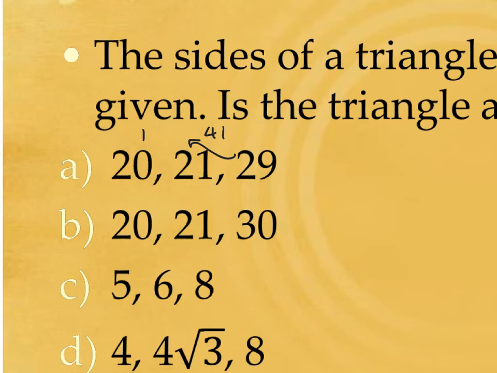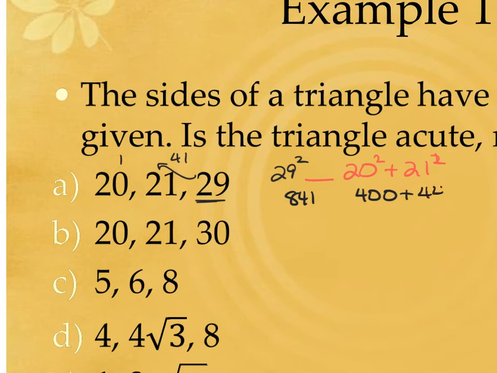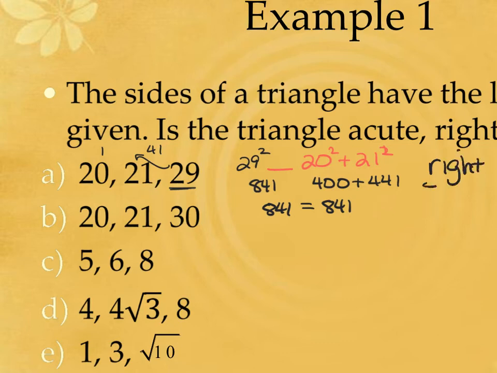Now I'm going to apply the theorems I just learned. I'm going to take the biggest number, that's my c. I'm going to square it. And then I need to figure out, is this number greater than, less than, or equal to 20 squared plus 21 squared? So 29 squared is actually 841. 20 squared is 400. And 21 squared is 441. I'm going to add the a squared plus b squared. I get 841. What is the relationship between 841 and 841? Equal to. So when the two are equal, this forms a right triangle. So that's what it means to classify or describe what type of triangle it is.